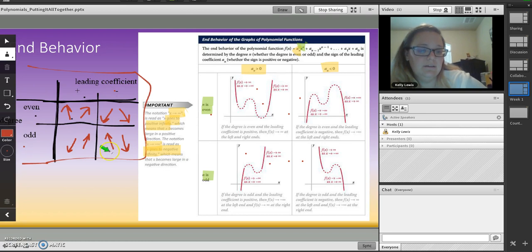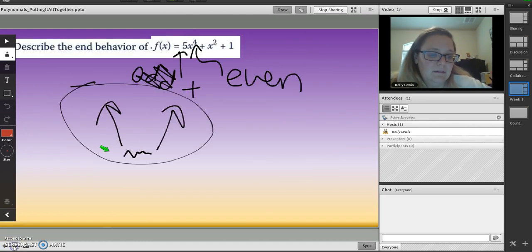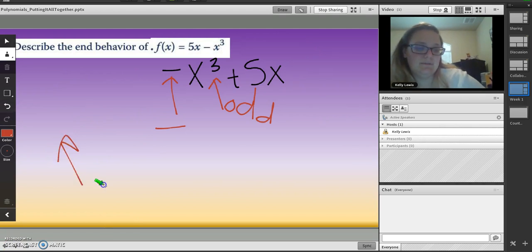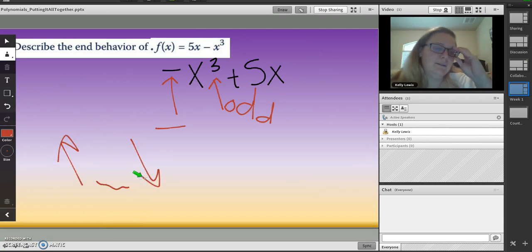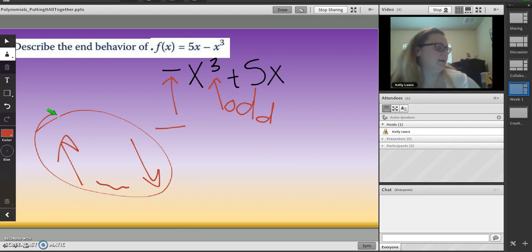Negative, odd. So it's going to go up, down. Go up, some stuff will happen, and then down. Okay, and let me show you what I mean by that.